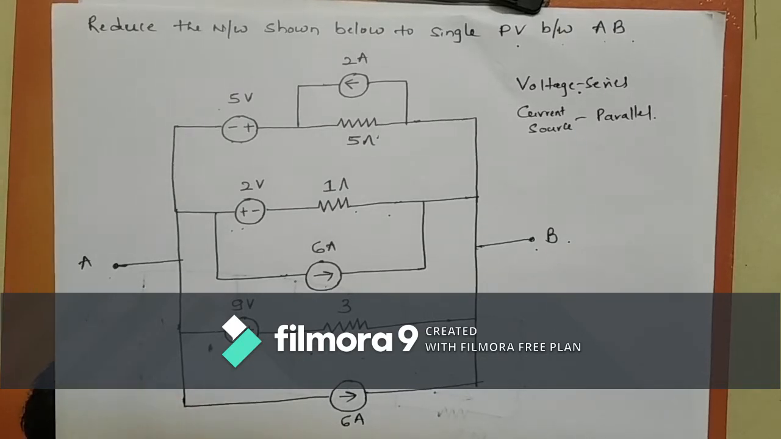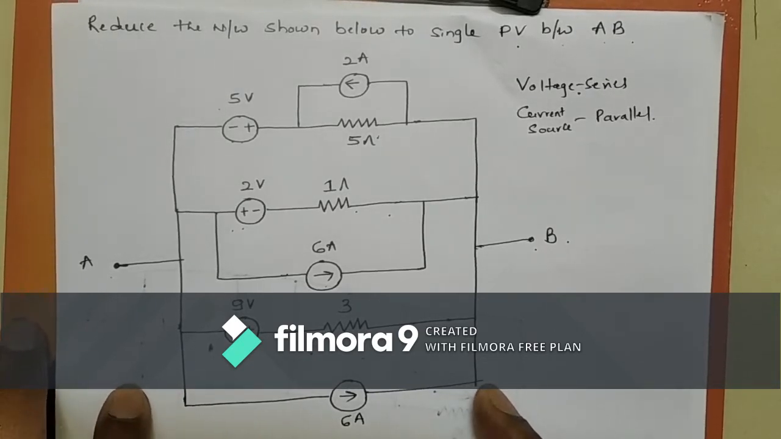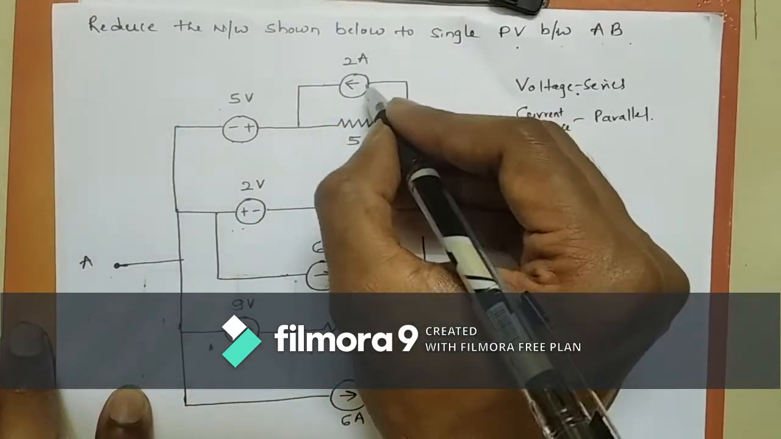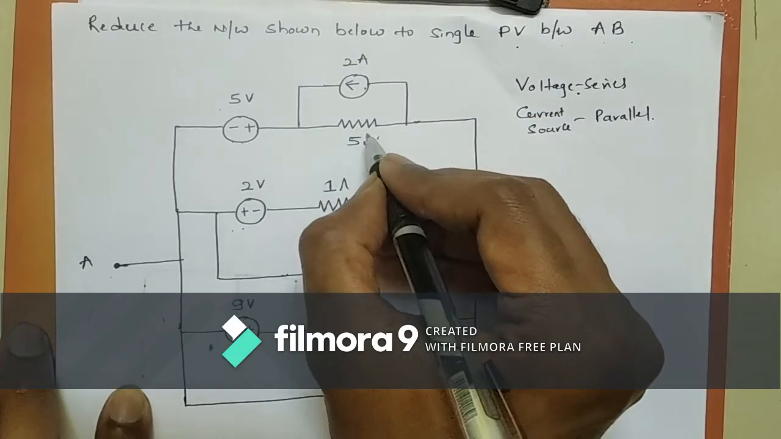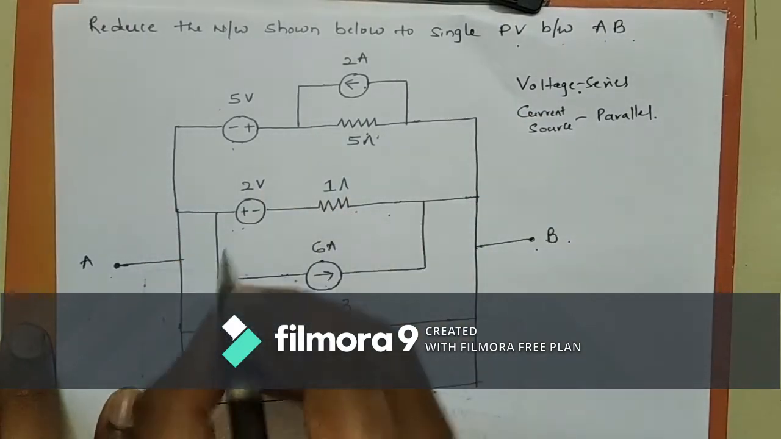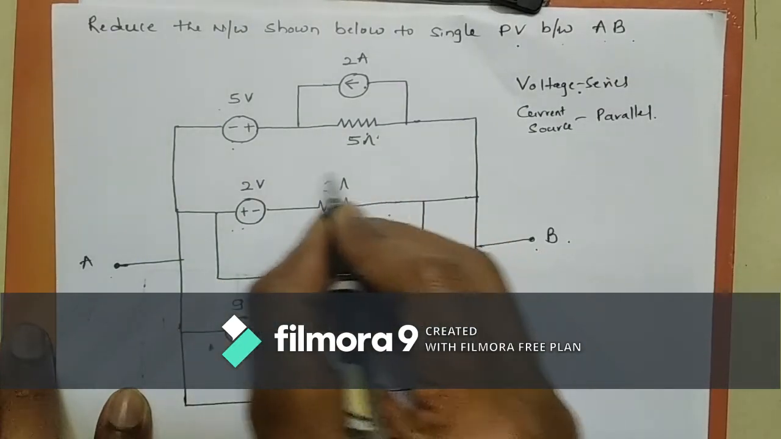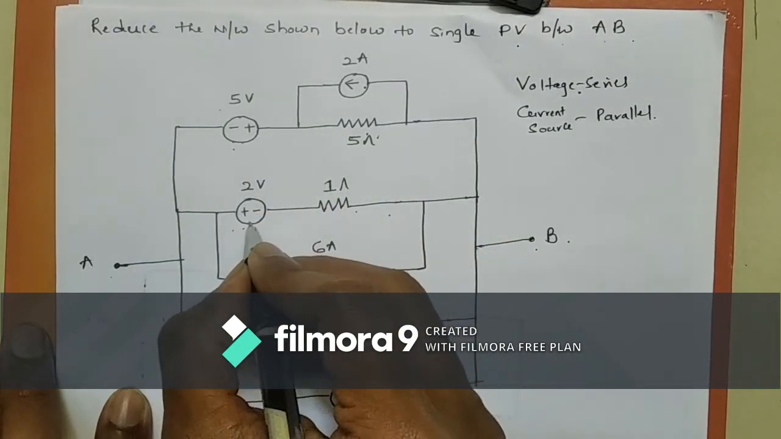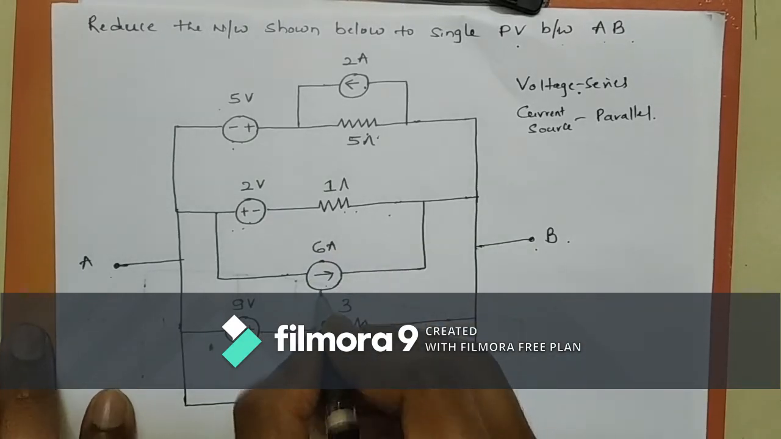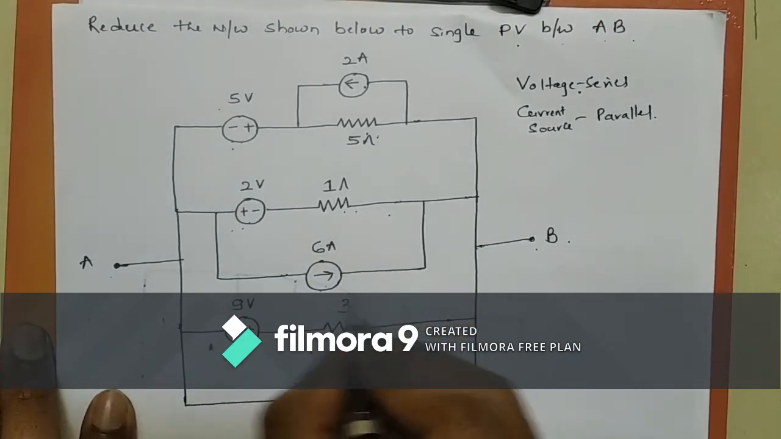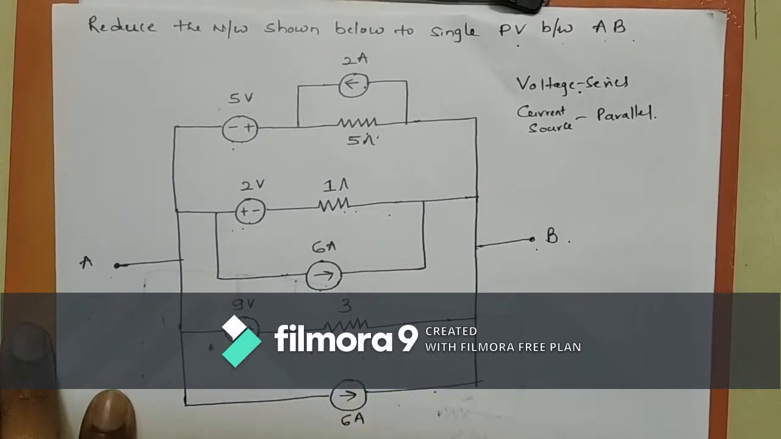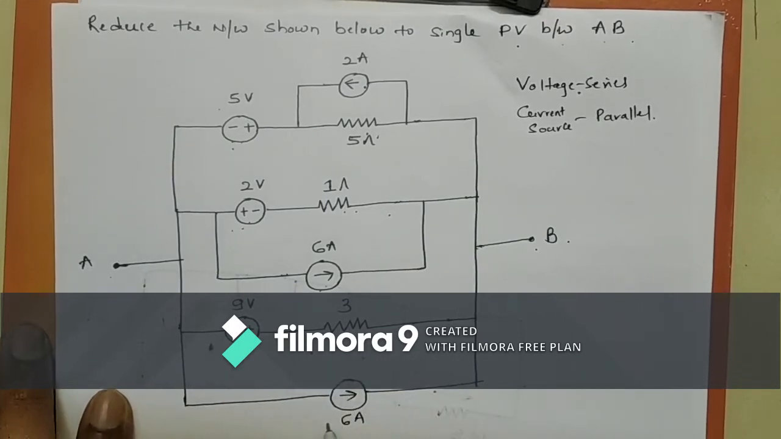If you look at this network, this is one practical current source. It has a current source and a parallel resistance with it. This is one ideal voltage source and this is one practical voltage source. It has a source and a series resistance with it. This is an ideal current source and this is one practical voltage source. It has a source and a series resistance with it, and this is one ideal current source.